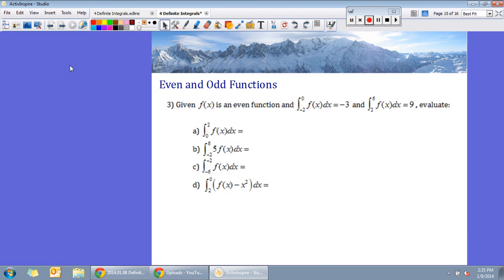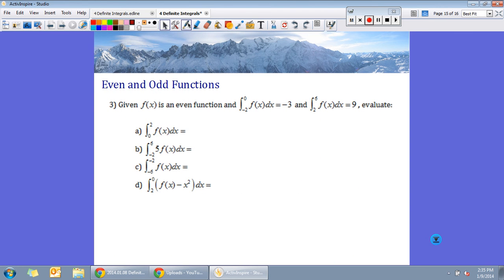So let's do two examples. They're the second two from our worksheet in class. Now D we're not able to do yet. We'll look at those after we learn about antiderivative definite integrals.